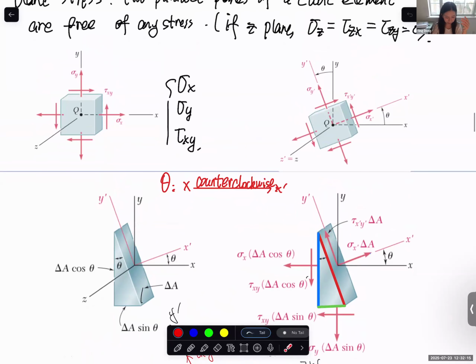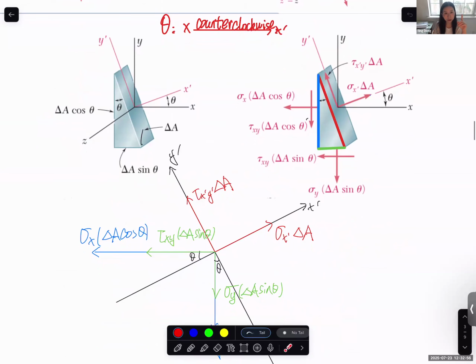So basically, if you want to figure out the stress on this inclined plane, the definition is from positive x, the original global xyz coordinate before rotation, rotated to x prime, y prime, z prime by a counterclockwise rotation. Theta is defined counterclockwise, or we can say that the angle of the inclined plane is also considered theta. It's the same angle. And we did a free body diagram.